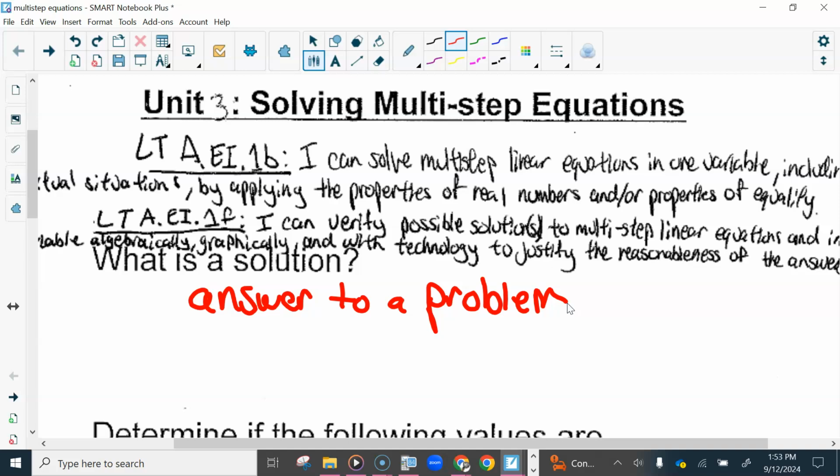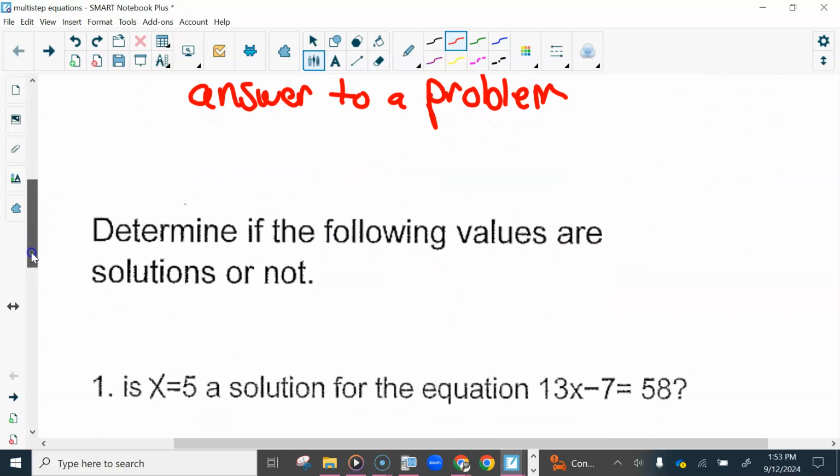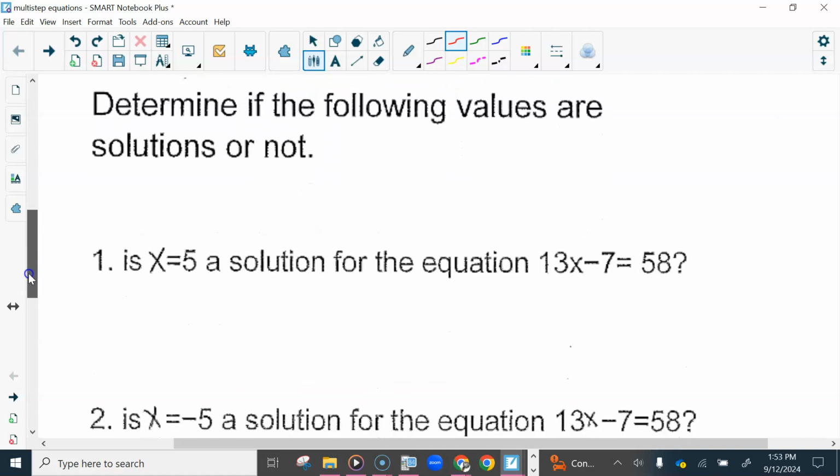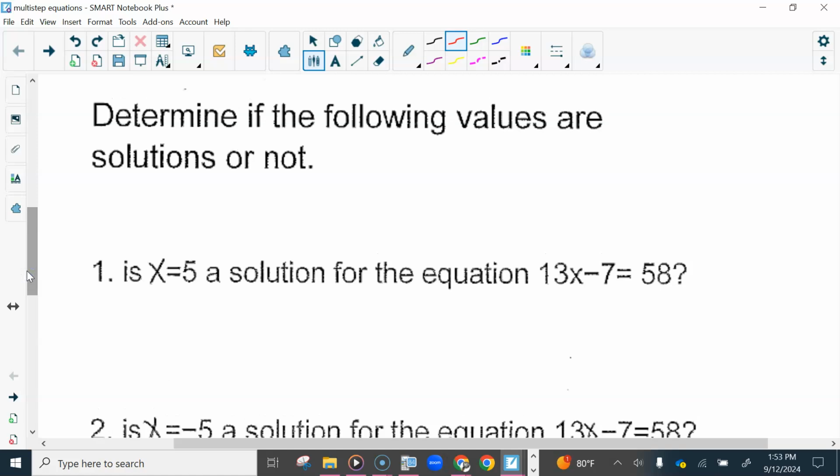Okay, we're going to probably do a couple of these, and that'll probably be all we have time for today, which is fine. We're going to determine if the following values are solutions or not. So if I solve this equation, 13x minus 7 equals 58, and I got this answer, how would I go back and check if this is a solution or not?